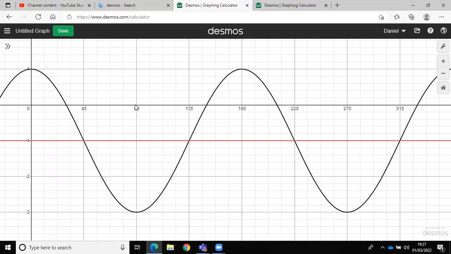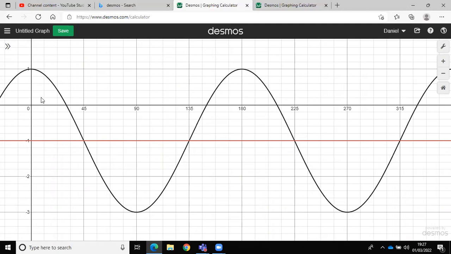At 45 degrees, it cuts -1. At 90, we've got our minimum. At 135, it's cutting through at -1 again. And then it's finishing one full wave at 180. That repeats between 180 and 360 again.